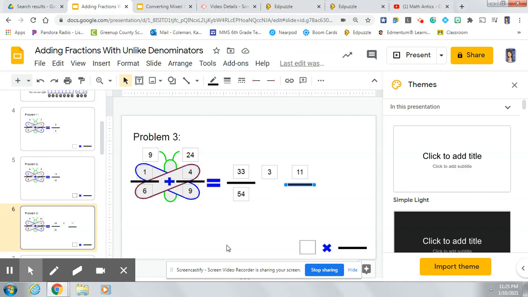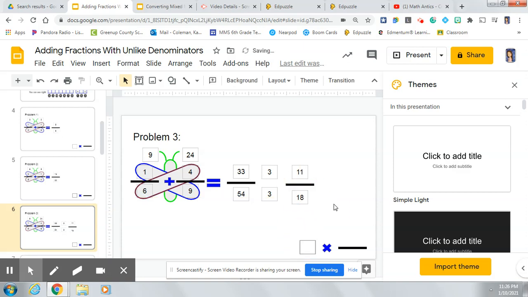54 divided by 3, you can work that out on paper. Put 54 on the inside of your division box, divide it by 3. 3 would go into 5 one time. 5 minus 3 would be 2. If you brought down the 4, that would be 24. 3 goes into 24 8 times. So 3 times 18 is 54. So 54 divided by 3 is 18. So now we have an answer of 11 over 18.